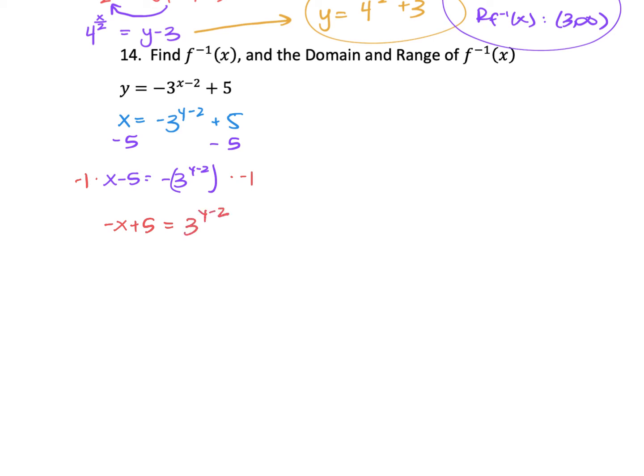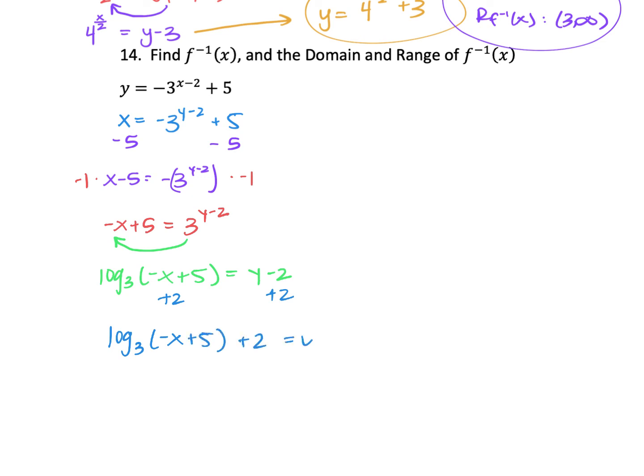Now is where it's going to become a logarithmic function. I'm going to take that base of 3, move it over to the other side. I get log base 3 of negative x plus 5 is equal to y minus 2. Last step is going to be to add 2 to both sides. So I get log base 3 of negative x plus 5 plus 2 is equal to y. This is my inverse function.